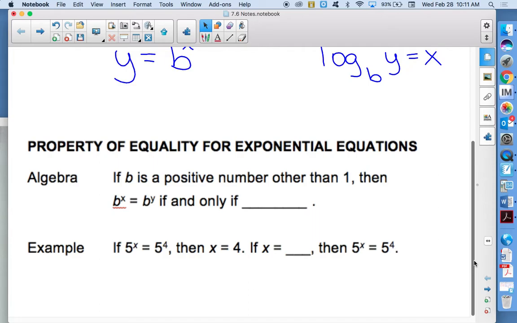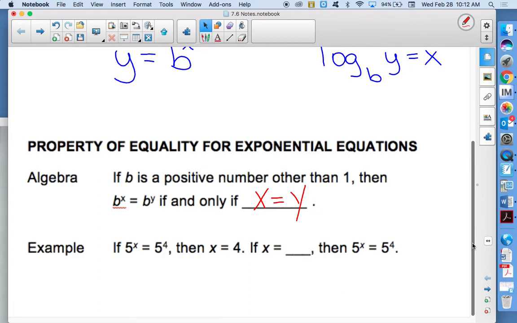So what this says in algebra, if b is a positive number, remember b is our base, other than 1, then the base with the exponent of x can be equal to the base with an exponent of y if and only if we could set x equal to y. The key thing is that the base must be the same. So if the base is the same, then we can make the exponents equal to each other.